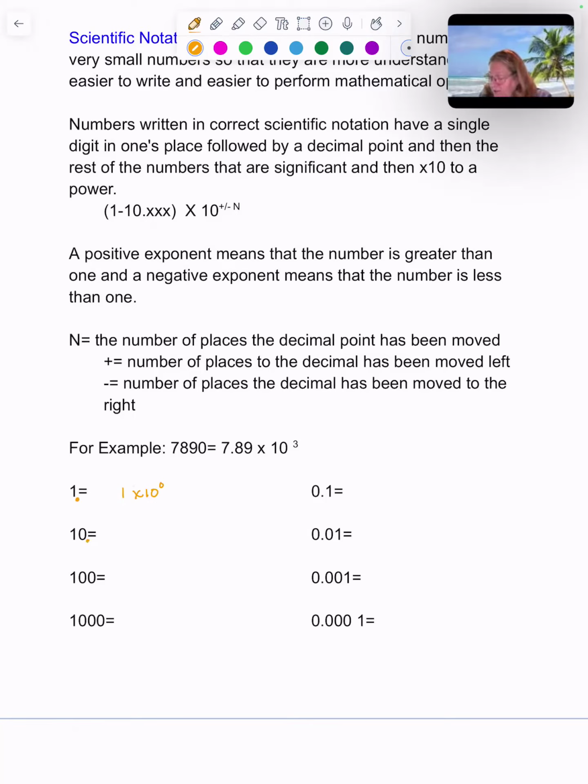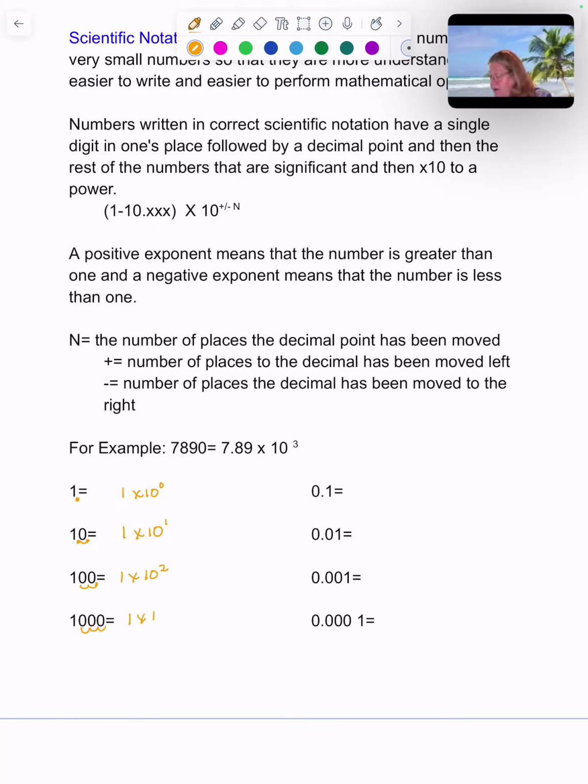Now, if we look at the number 10, the decimal point normally lives here. It's going to have to move one place to the left. So that would be 1 times 10 to the first power because we've moved that decimal point one time. And the number 100, we're going to move it 2 times. So 1 times 10 to the second power. 1,000, 1, 2, 3, 1 times 10 to the third power.